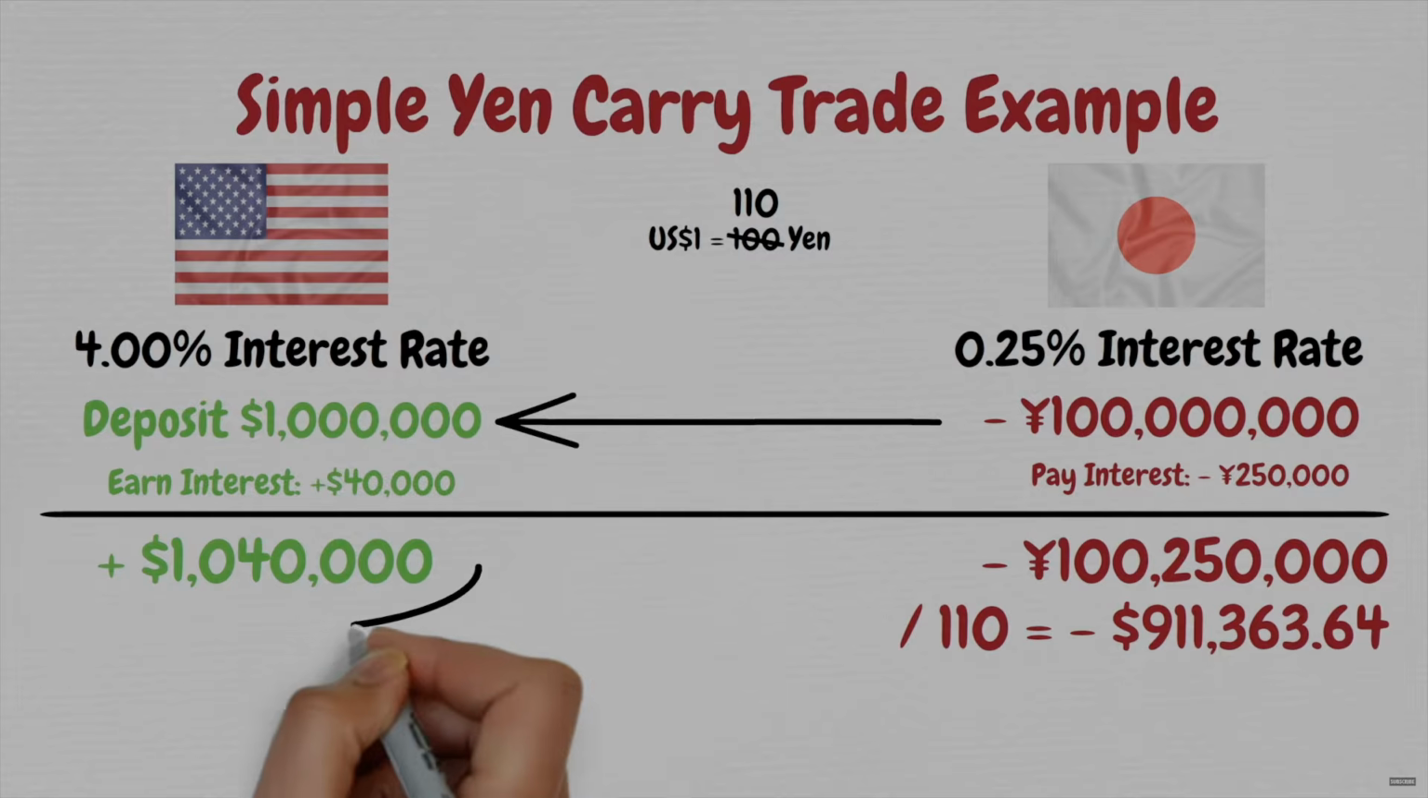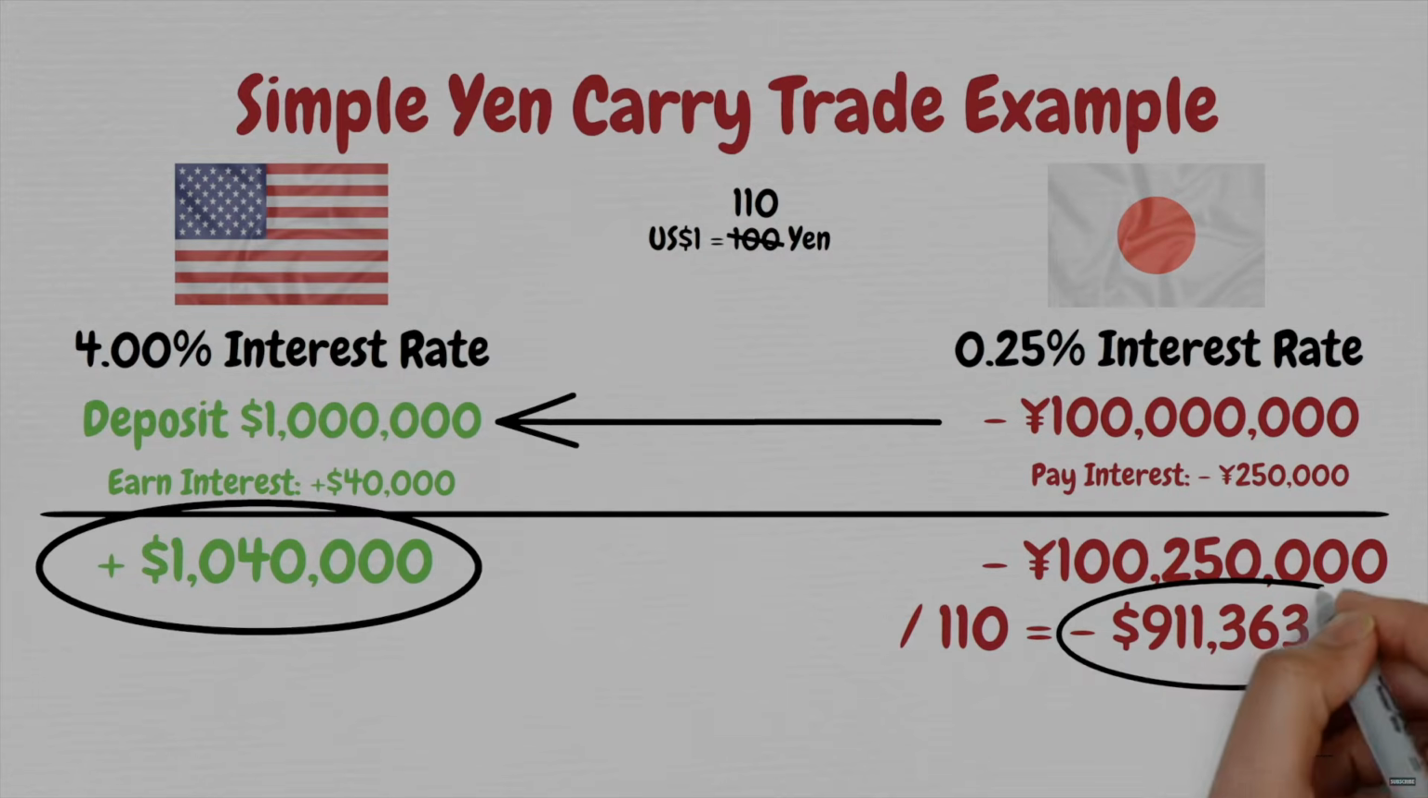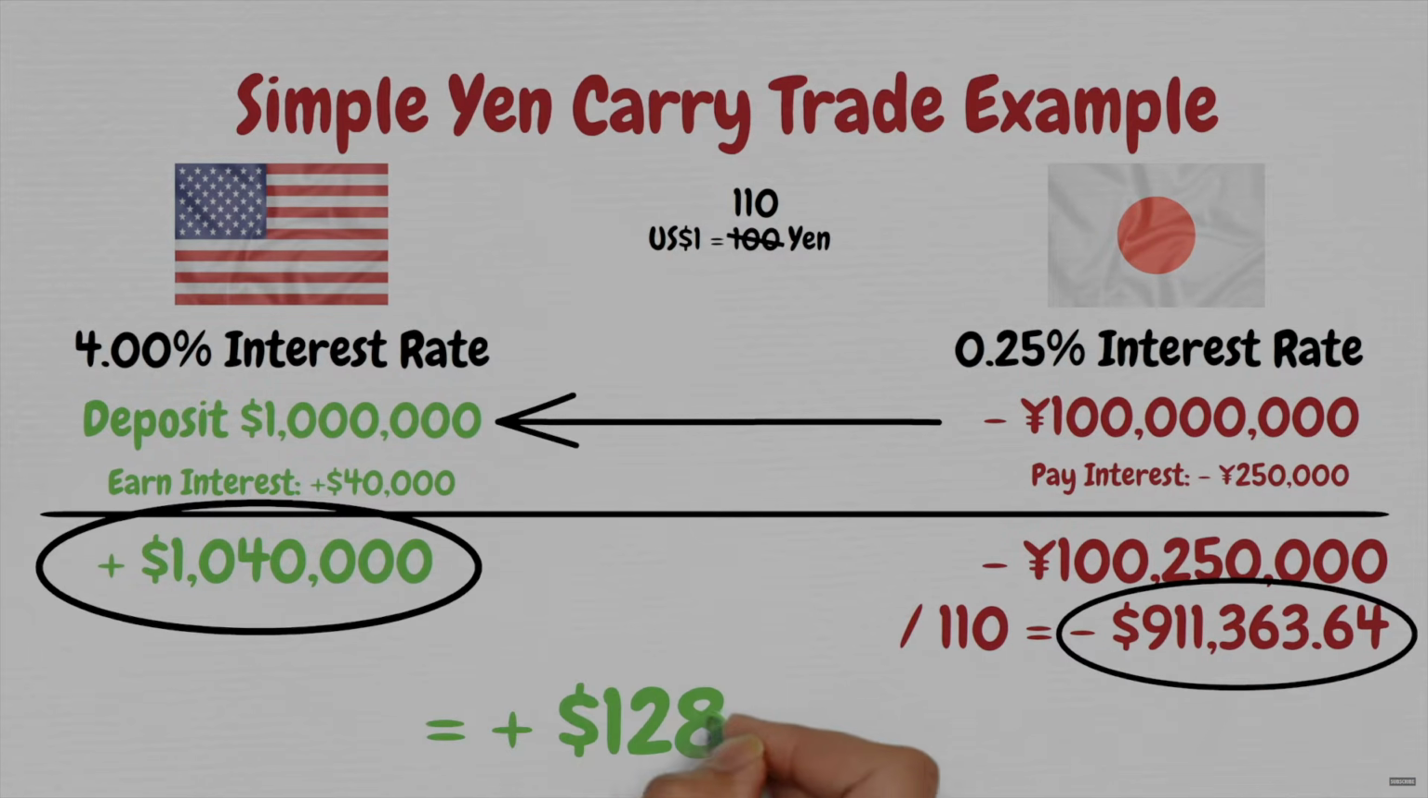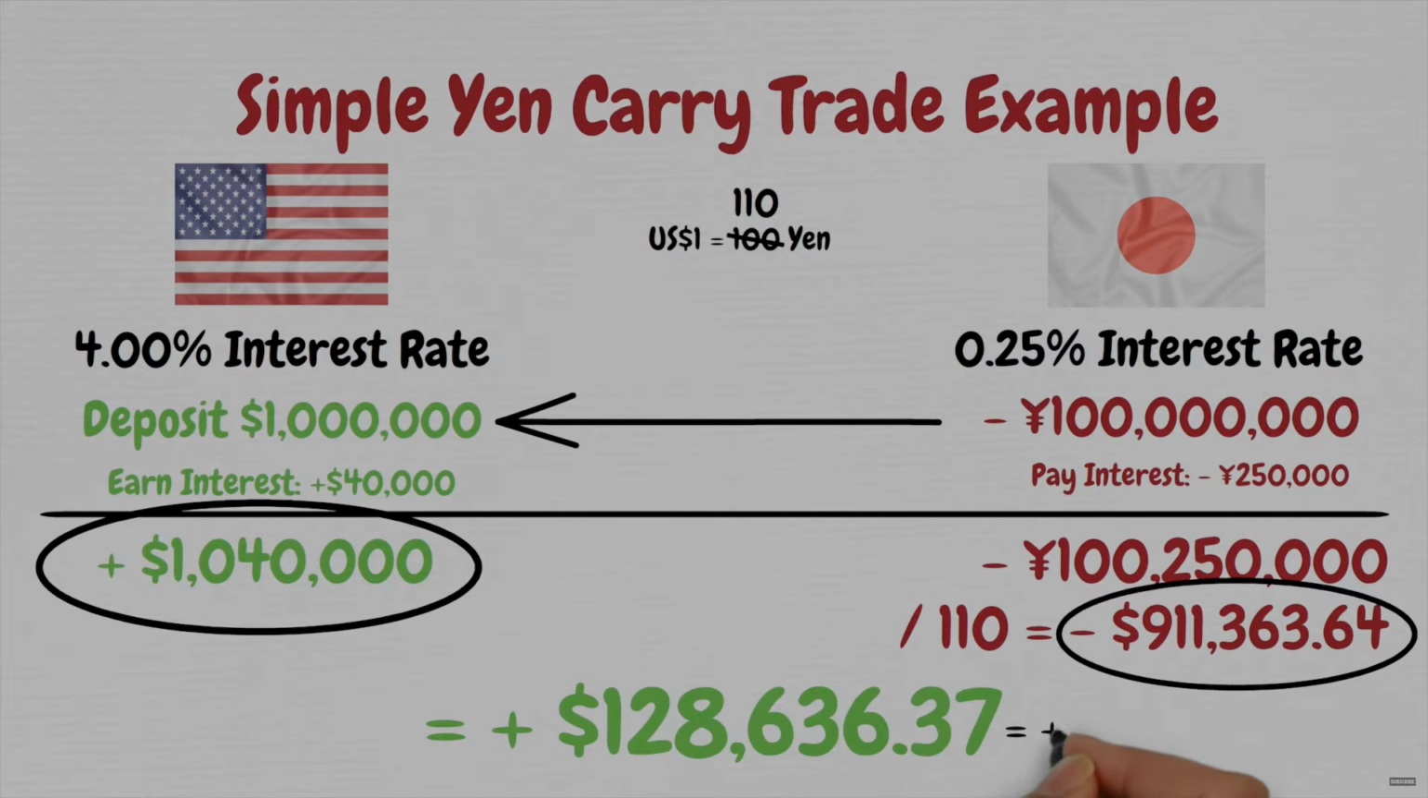$911,363.64. So if we take what we have and subtract what we owe, we get 128,000 and change, and that's a gain of 12.9%, which looks pretty damn impressive.